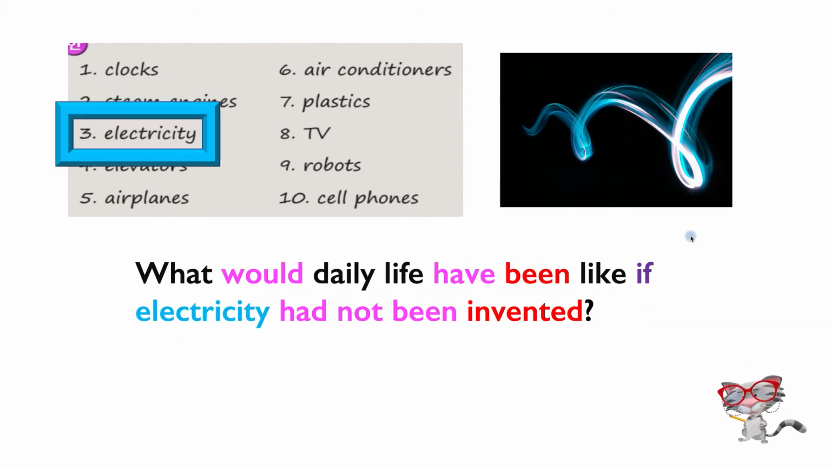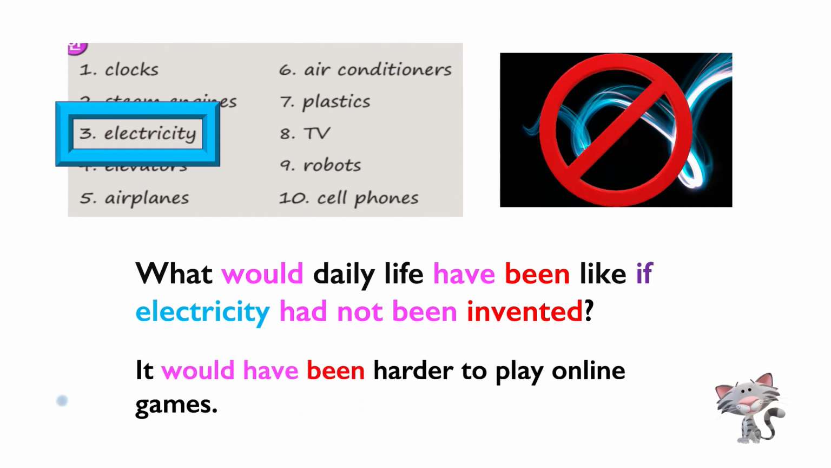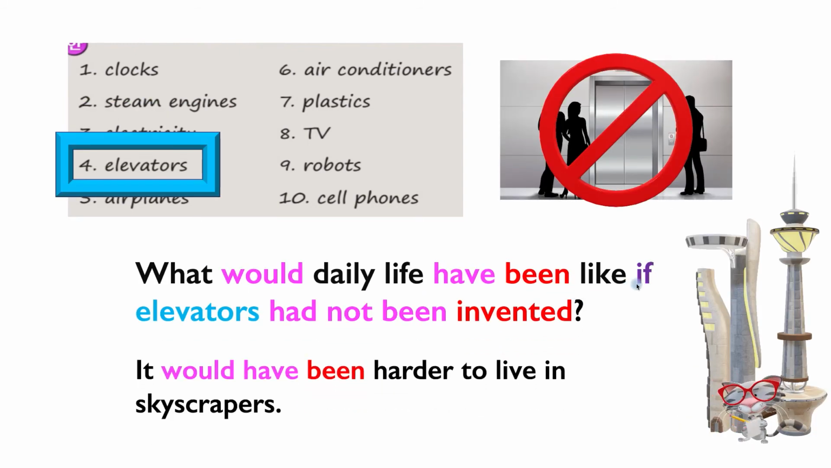I'm just going to click through the next ones, show you the answers. You can read them, but notice here, I no longer have the "if." This is a sort of shorter answer. So it would have been hard. If there'd been no electricity, it would have been harder to play online games. So we can say, without electricity, it would have been harder to play online games. Yes, so we can give the shorter answer, using "without." Here, no elevators, it would have been harder to live in skyscrapers.